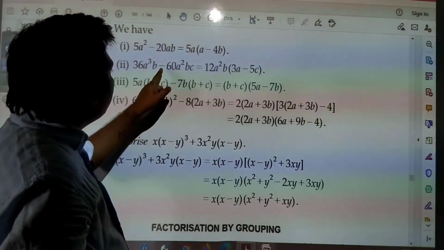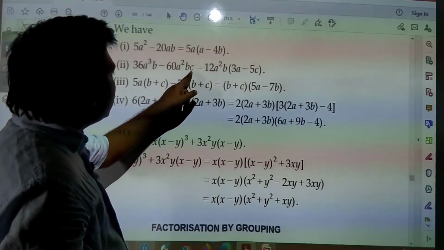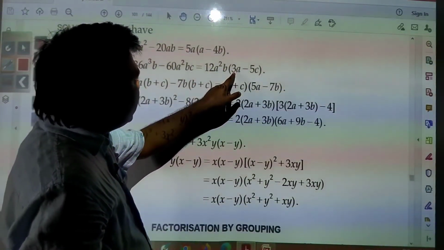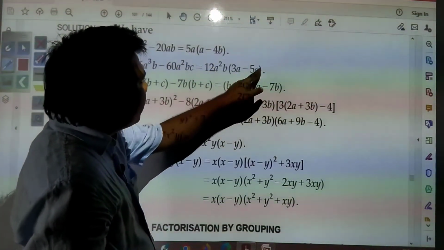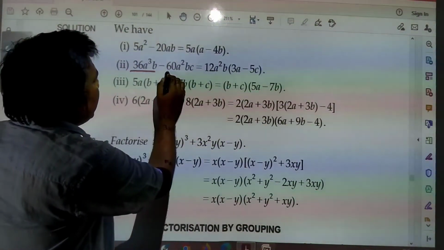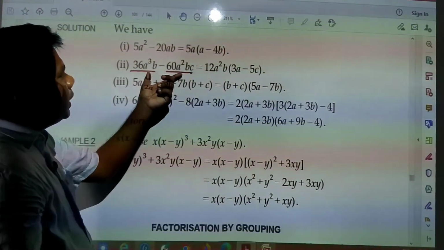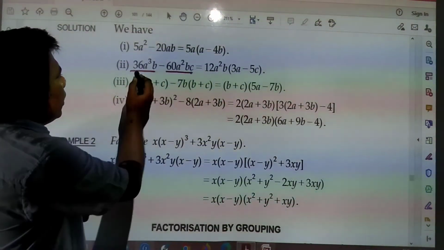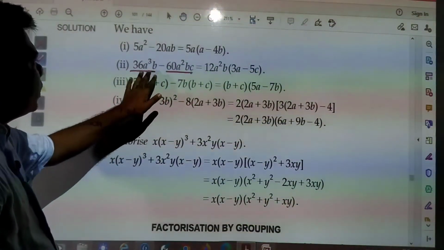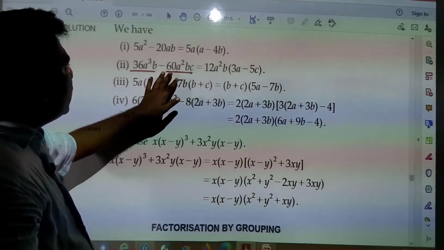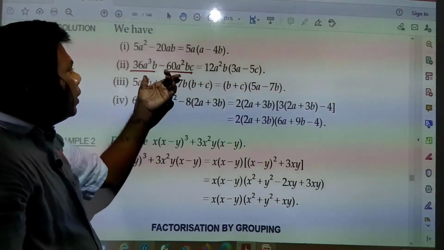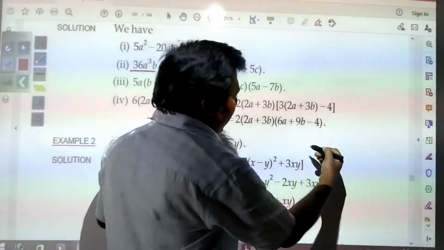Next you see 36a cube b minus 60a square bc is equal to 12a square b into 3a minus 5c in bracket, you see. So in 36a cube b and minus 60a square bc, what common can you see? In 36 and 60, again, if you don't know what can be done, you can find out the HCF of this 36 and 60, and then you find out. Otherwise, just you factorize this.